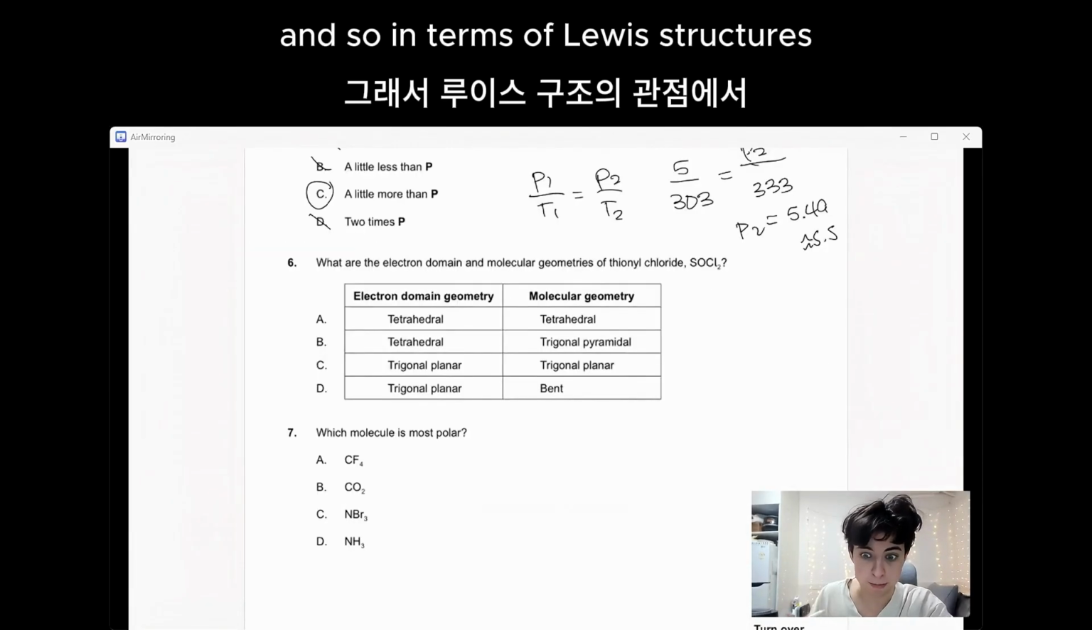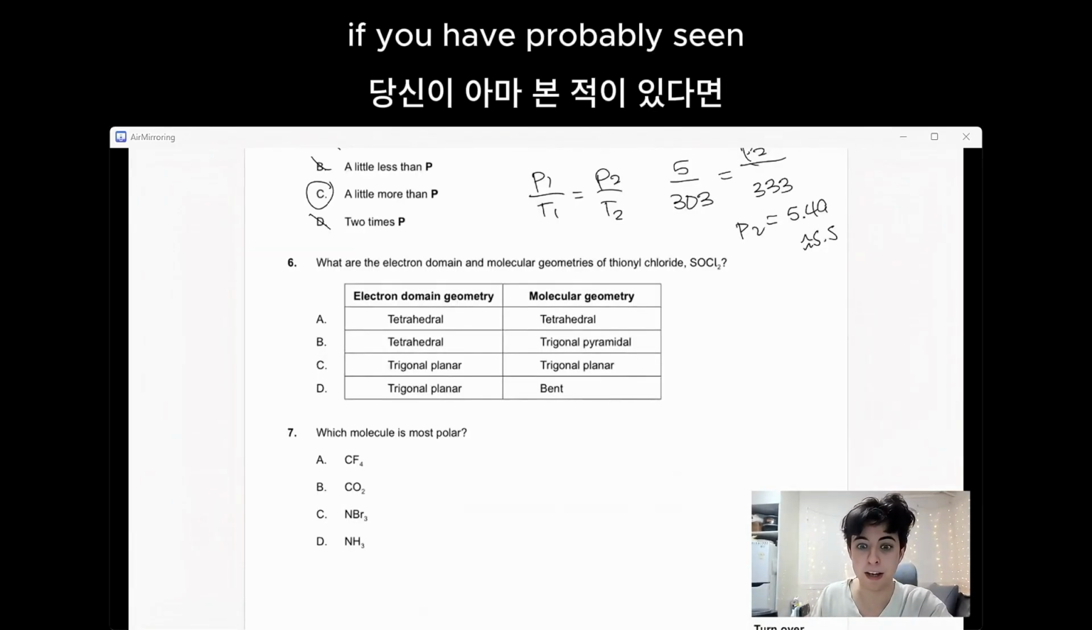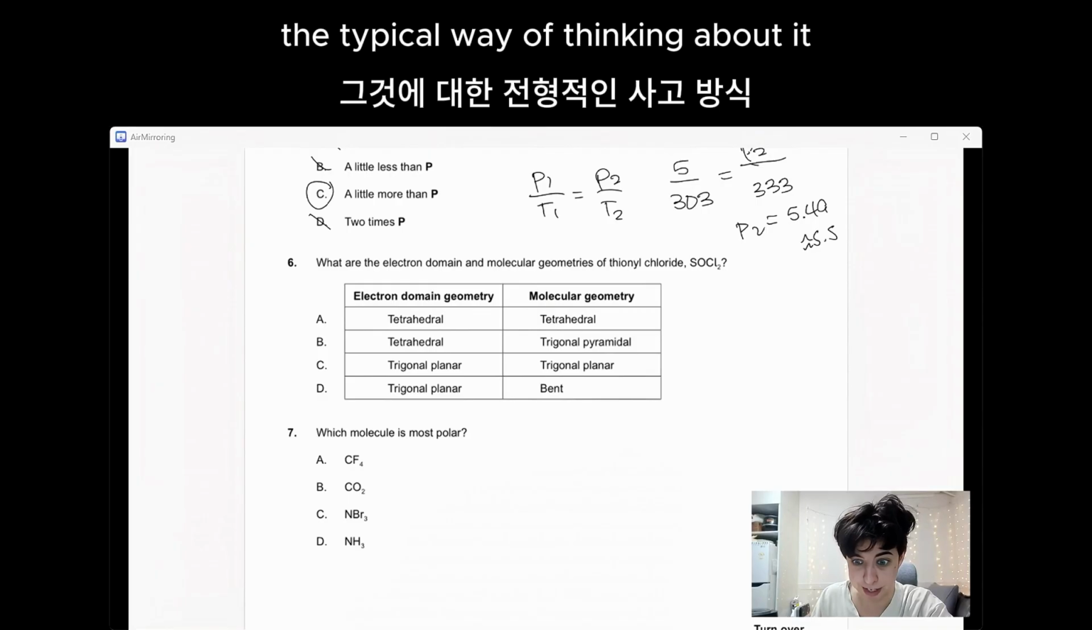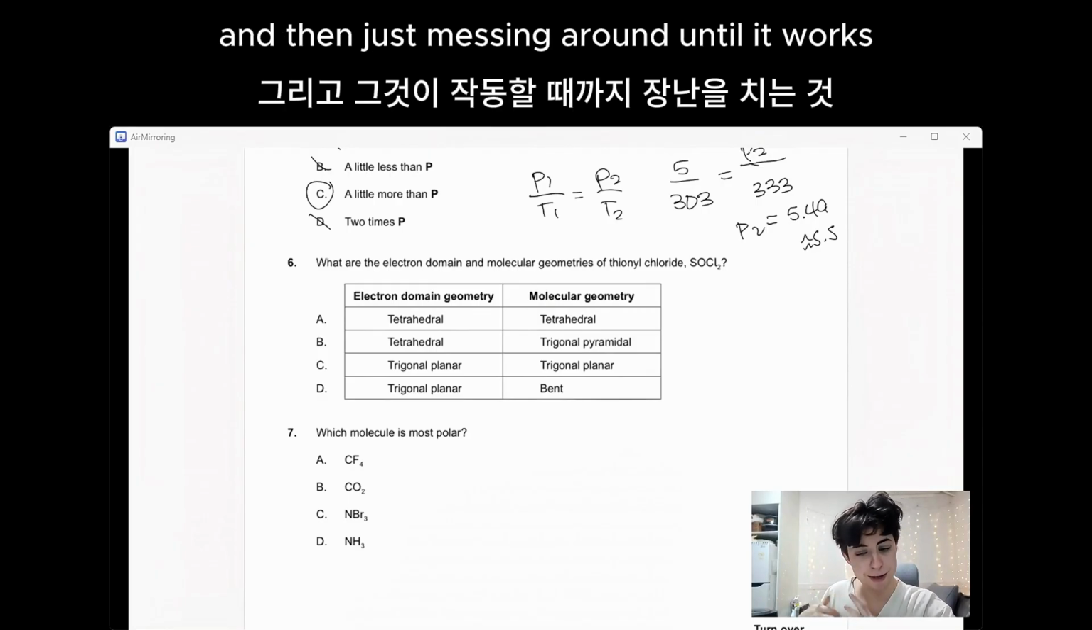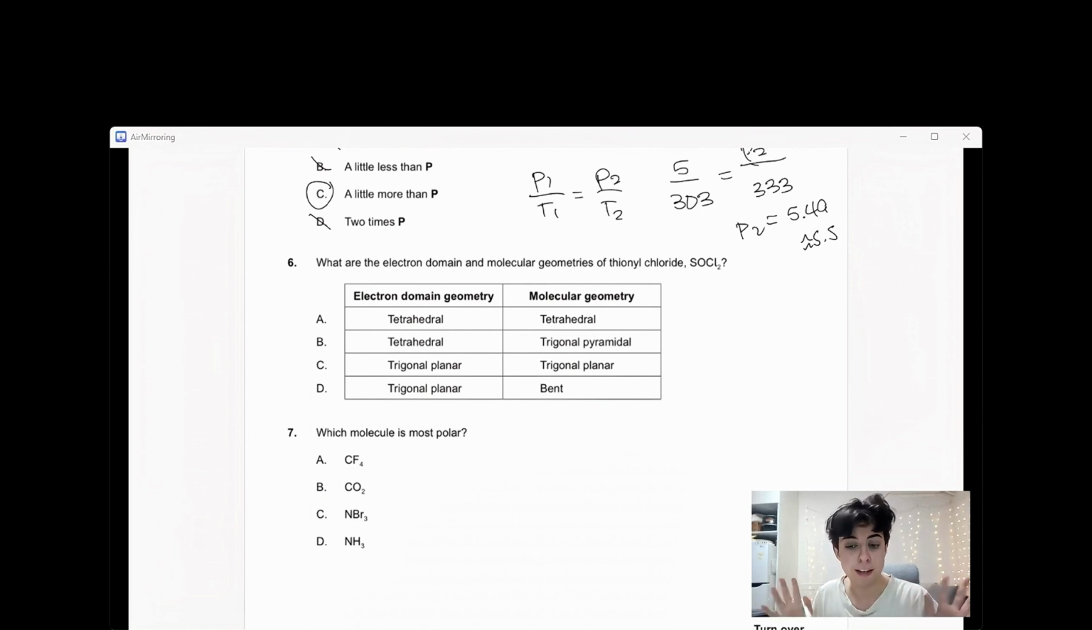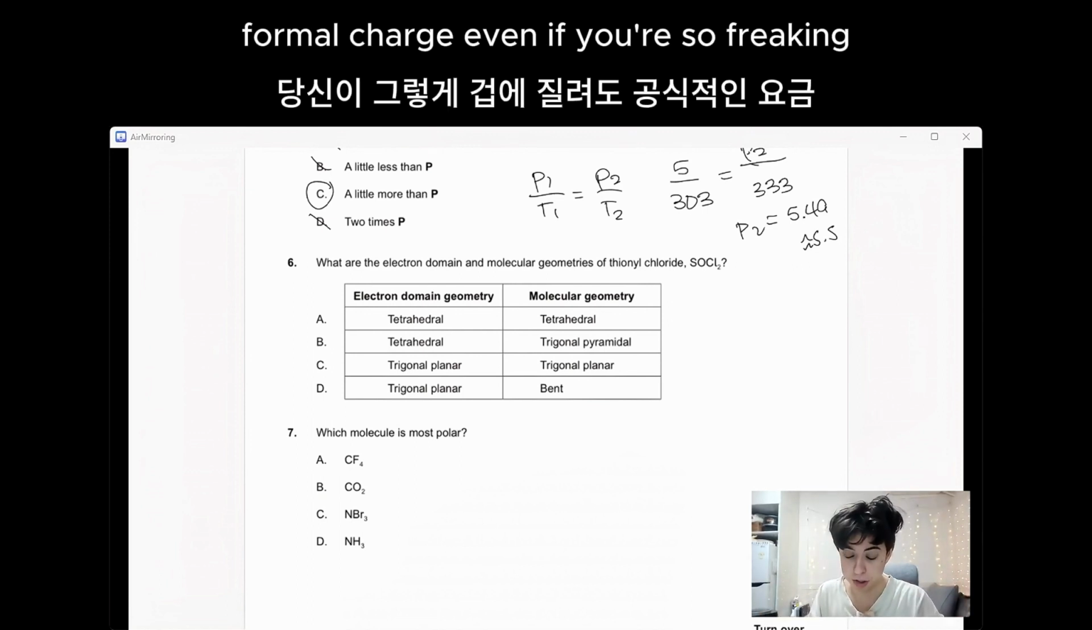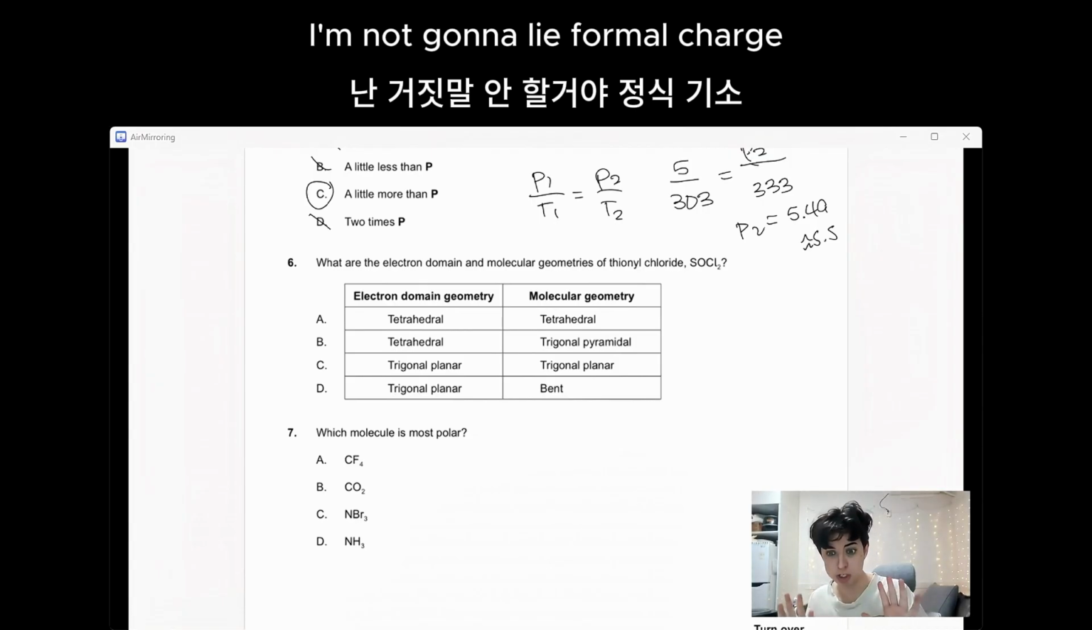And so in terms of Lewis structures, you have probably seen the typical way of thinking about it: counting your number of valence electrons and then just messing around until it works. No, here's my thought. Formal charge. Even if you're SL, not going to lie, formal charge.